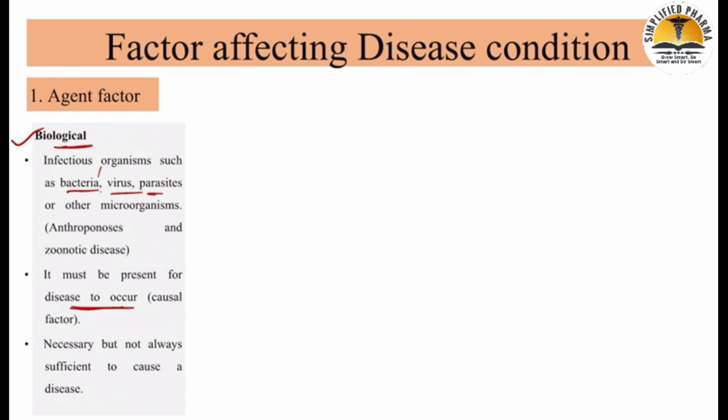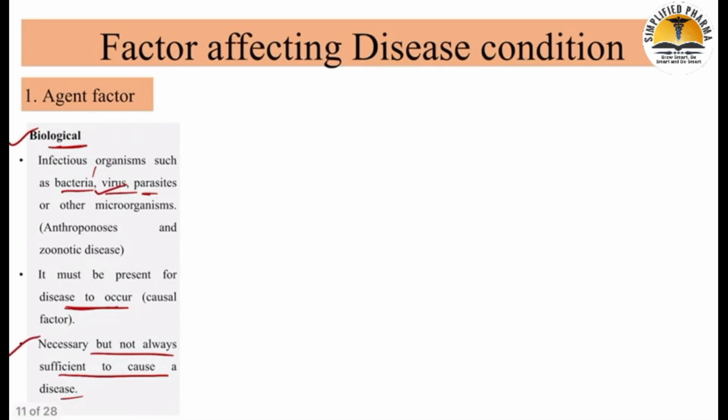That means COVID-19 virus must be present for COVID-19 infection, and it is necessary but not always sufficient to cause a disease. If your immune system is very strong, then even COVID-19 cannot cause infection in your lungs, right? So it is not necessary that a causative factor will always cause the disease.